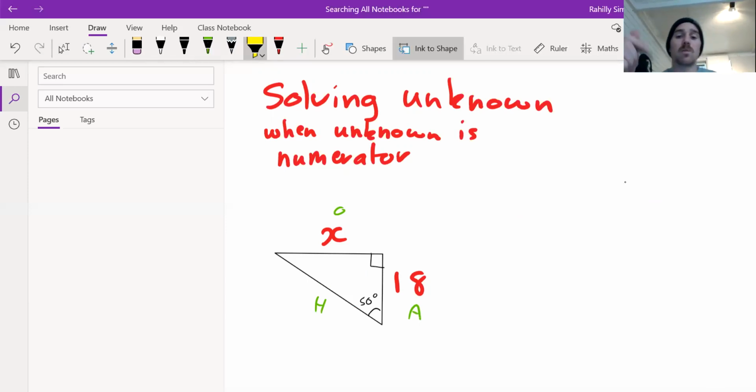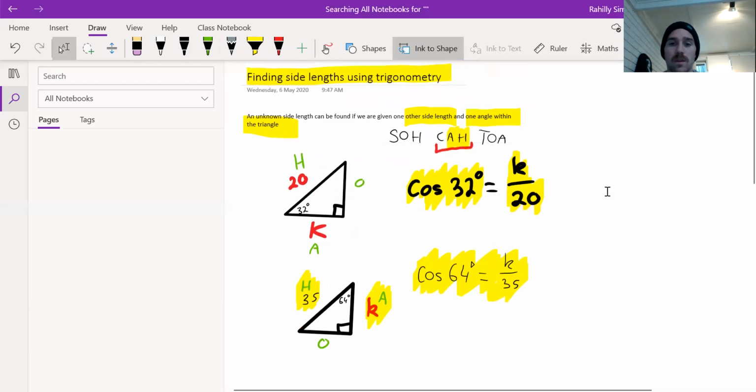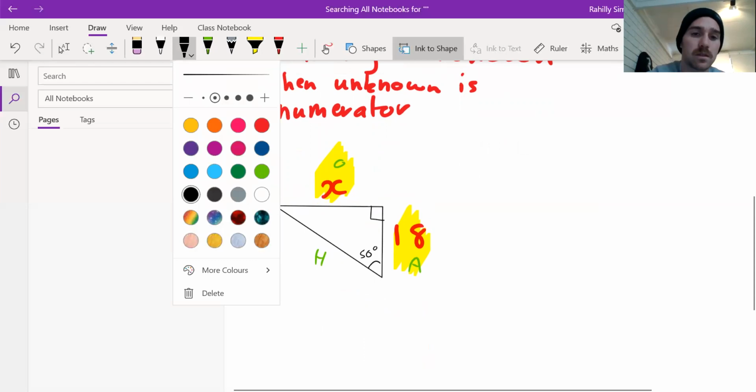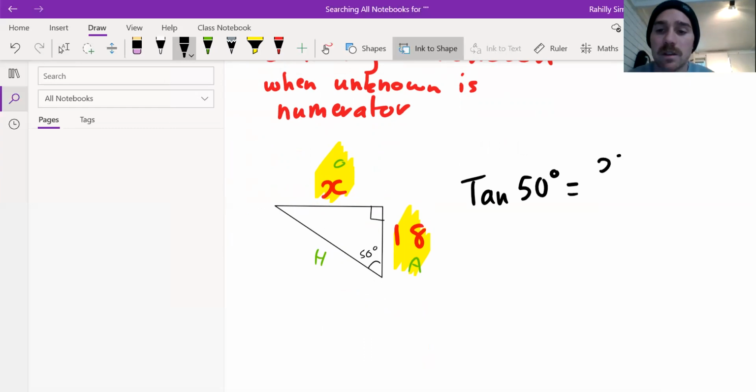So we need to determine which ratio we're going to use. Which two sides have values? O has a value and A has a value. O and A, because it's TOA. If you have a look up here, TOA is O over A. So we're going to do tan 50 degrees equals opposite over adjacent. So it becomes x over 18.